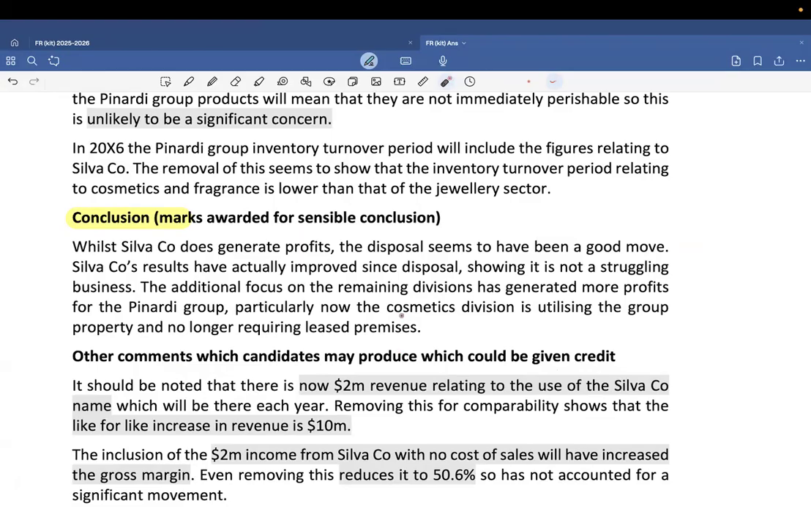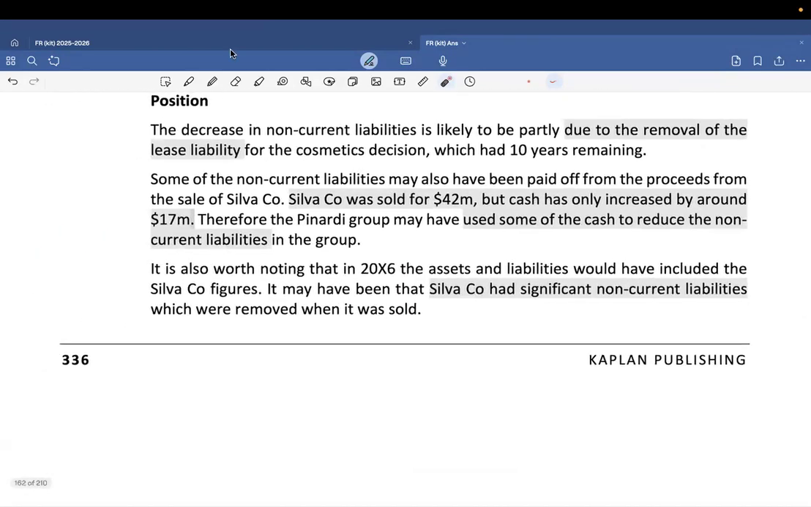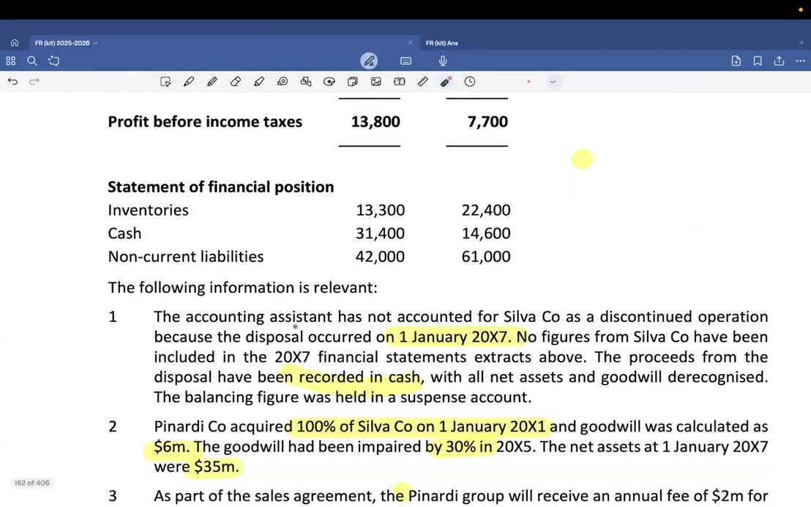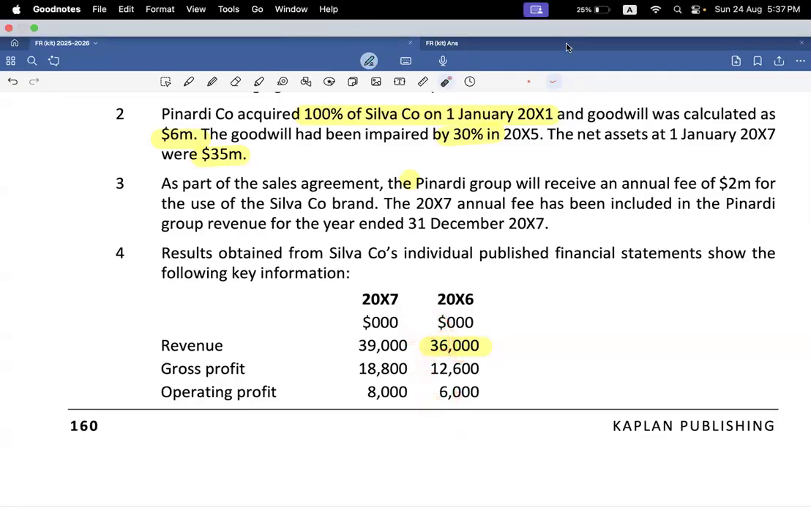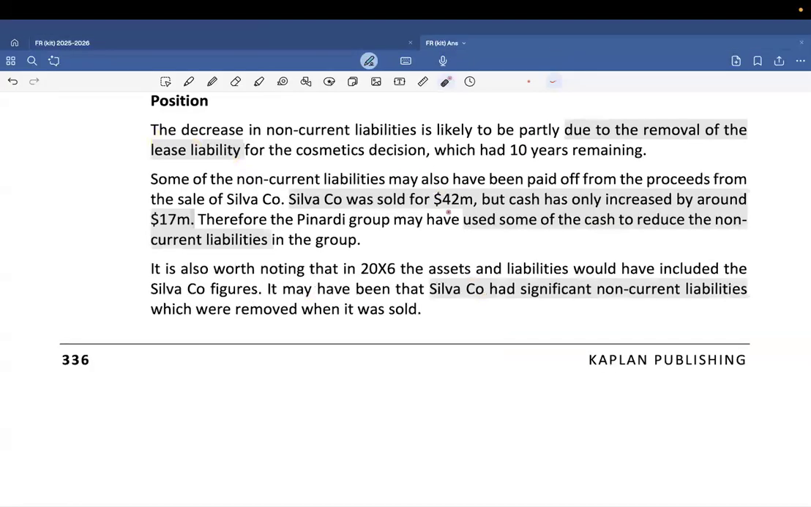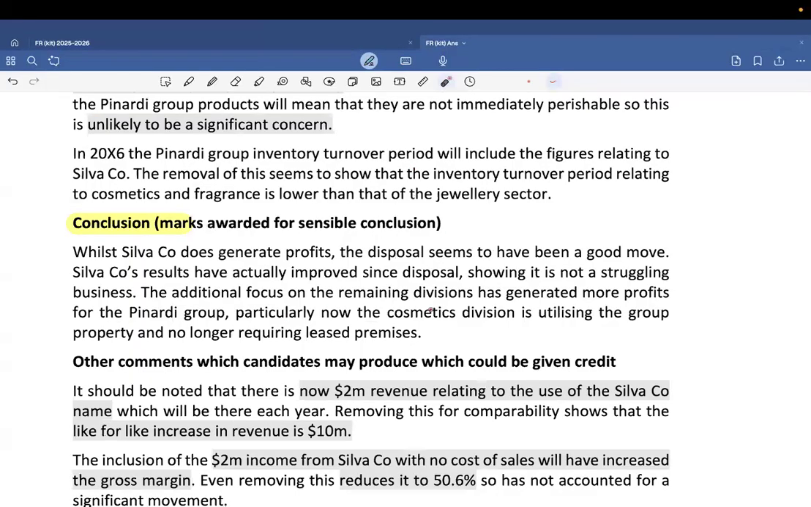You can see that we're going to go down to the question and see Silva separately. Silva Company is also thriving, right? Maybe not as good as Pinardi, but they are also doing good. So that means they are good on their own as well. That is one conclusion you could make. An additional focus is that all the divisions of the Pinardi company have been able to make more profits.